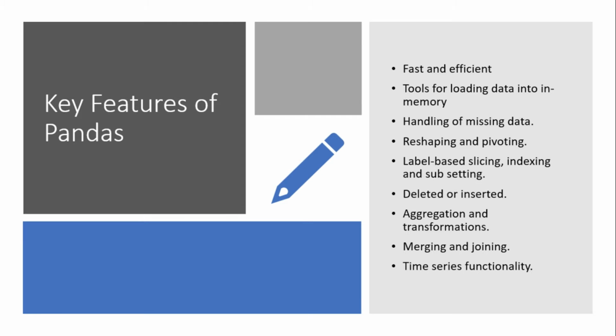Key features of Pandas: fast and efficient data frame object with default and customized indexing. Tools for loading data into in-memory data objects from different file formats. Data alignment and integrated handling of missing data. Reshaping and pivoting of datasets. Label-based slicing, indexing and subsetting of large data sets. Columns from a data structure can be deleted or inserted. Group by data for aggregation and transformations. High performance merging and joining of data. Time series functionality.